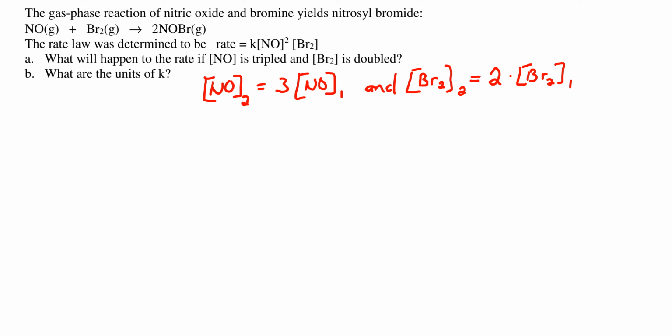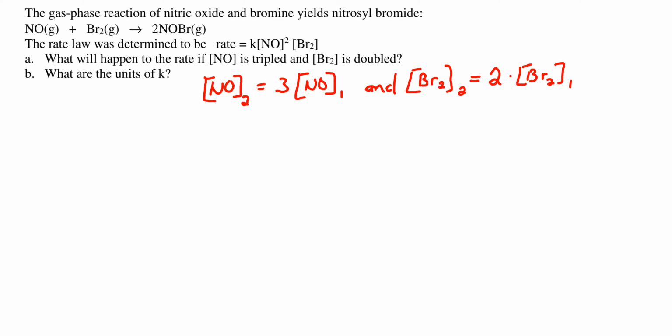This is a rate law problem. We're given a balanced chemical equation, and we're told that the rate law was determined via experiment to be second order with respect to NO concentration and first order with respect to Br2 concentration.